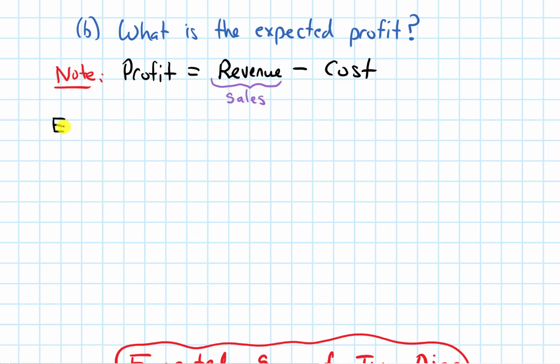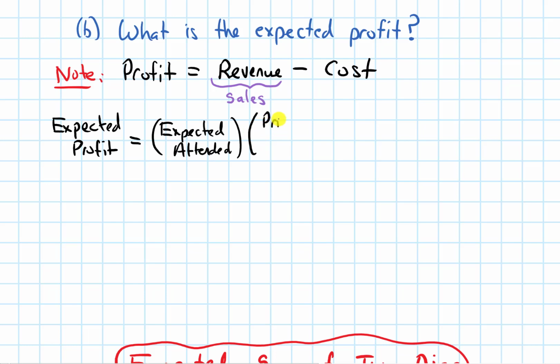All right, so if I want the expected profit, I'm going to have to factor in what the expected attendance is. So let's focus on sales first, or revenue. To know how much money they're going to take in from sales, I need to know the expected attendance. How many people do we expect will come? And then each one of them is going to pay some amount for the ticket. So I multiply this by the price of the ticket, and that'll tell me the sales that we get. And then we're going to subtract away the cost.